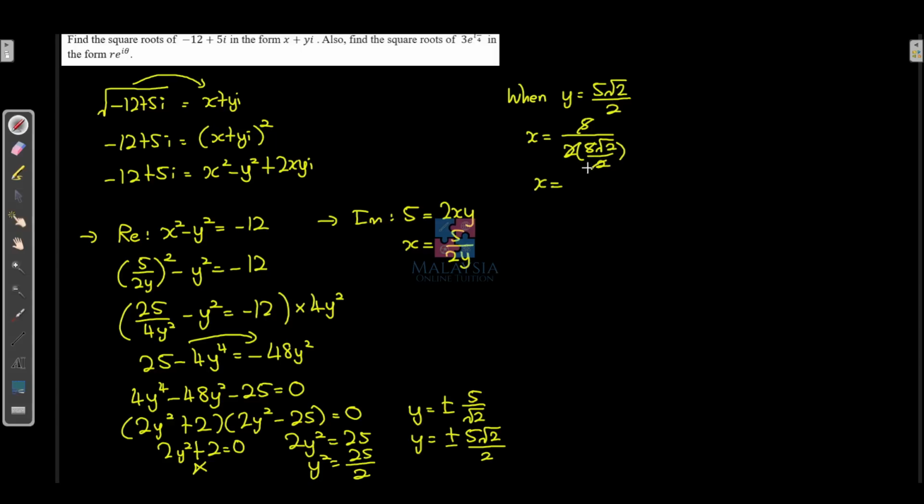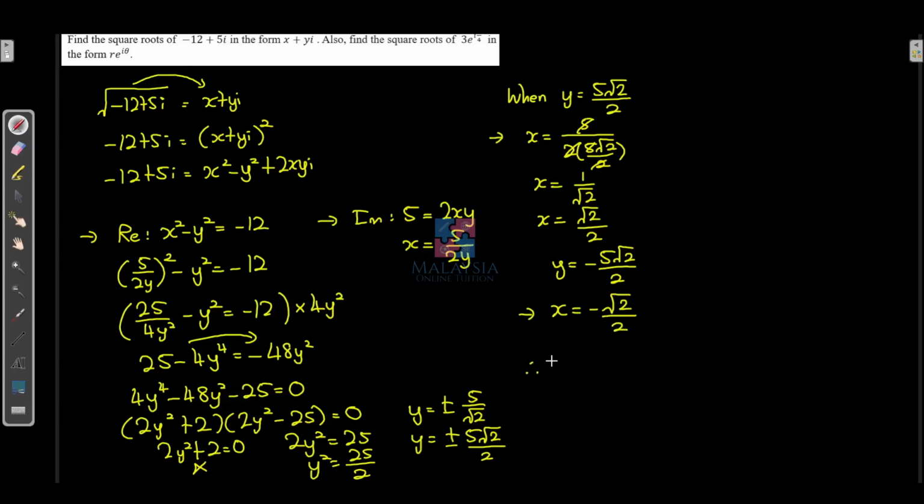So this is 1 over square root 2, which will give you square root 2 over 2. Okay, so for the y, negative 5 square root 2 over 2, you are going to end up with the same thing. It's just that your x is going to be negative only. Okay, that's it. So we can just straight away write negative square root 2 over 2.